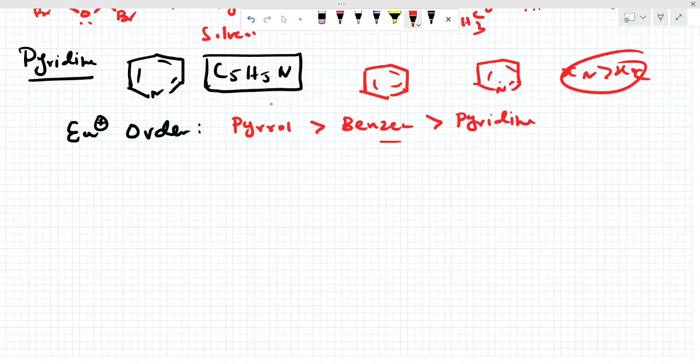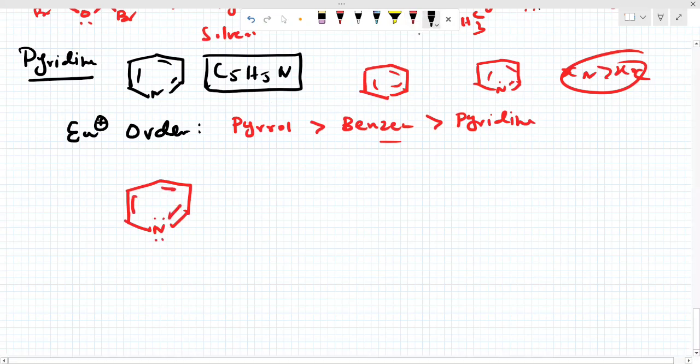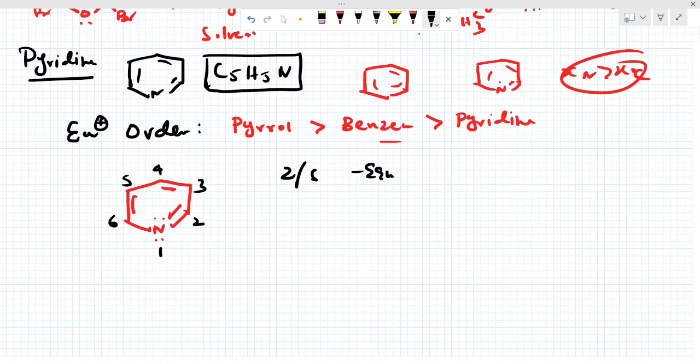Okay, now in case of benzene, where is the position? So pyridine. 1, 2, 3. This is 1. This is 2. This is 3 and 4 and 5. In this, 2 and 6 are equivalent, right? And 3 and 5 are equivalent, right?